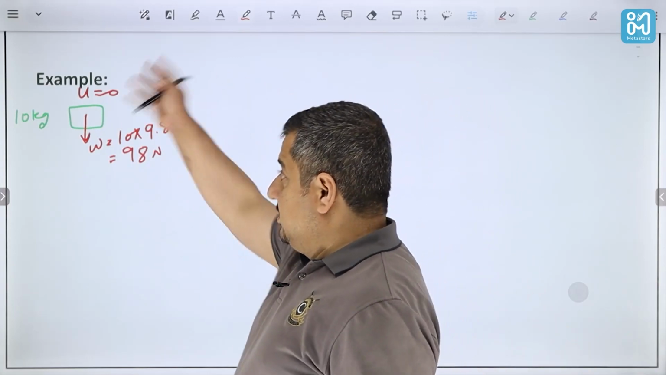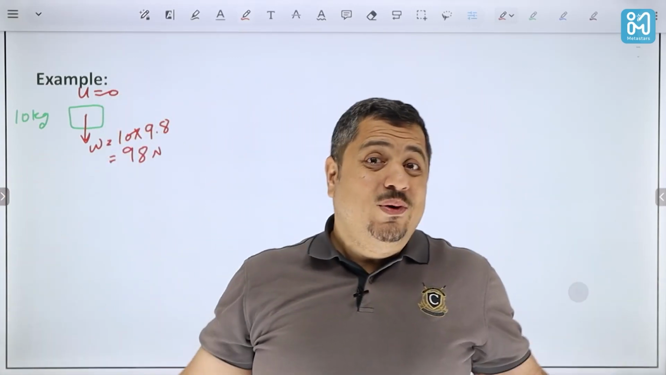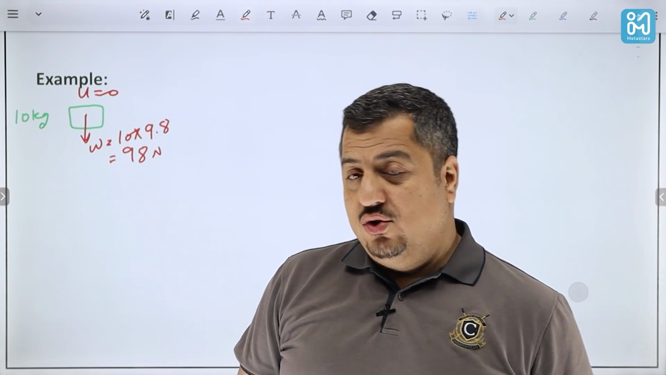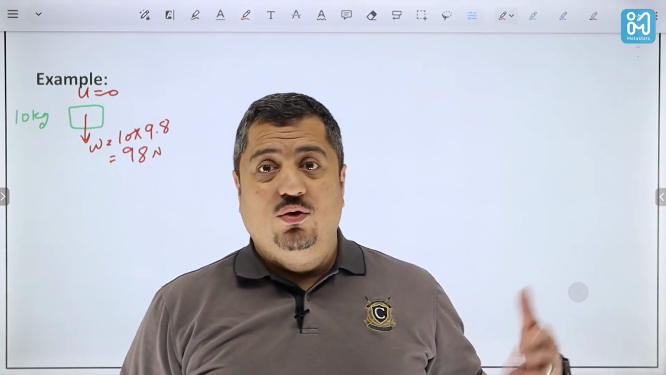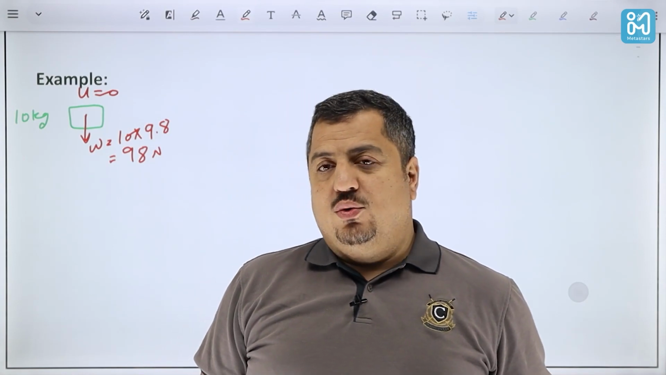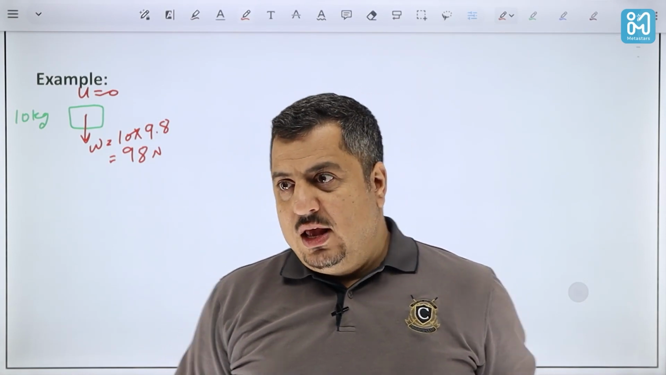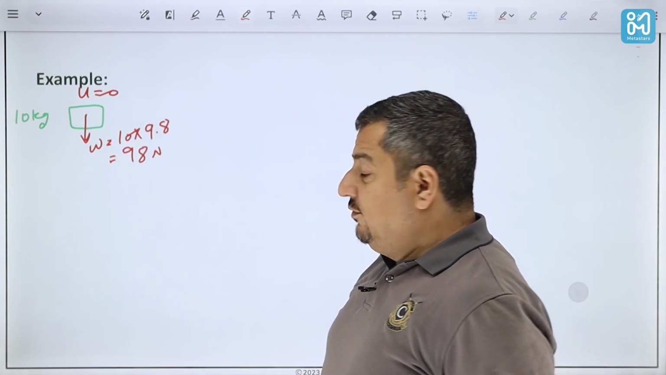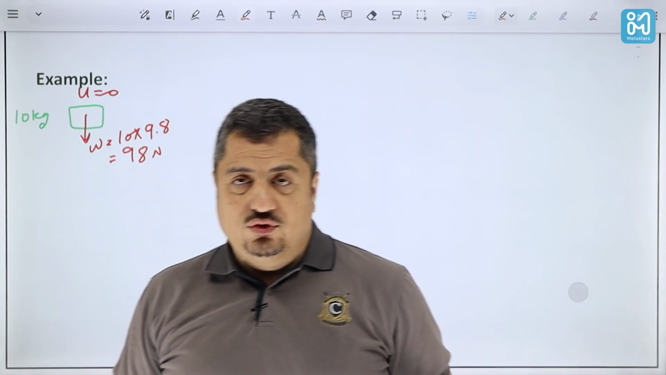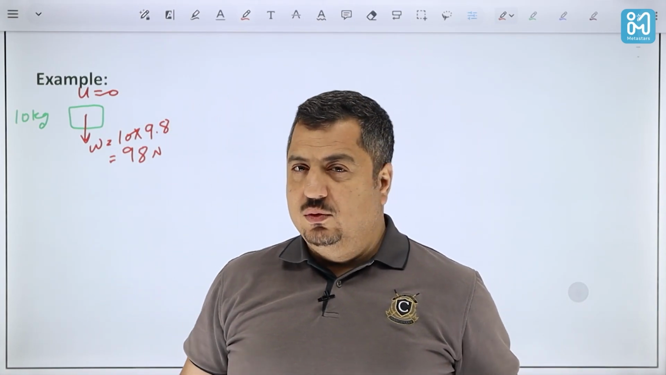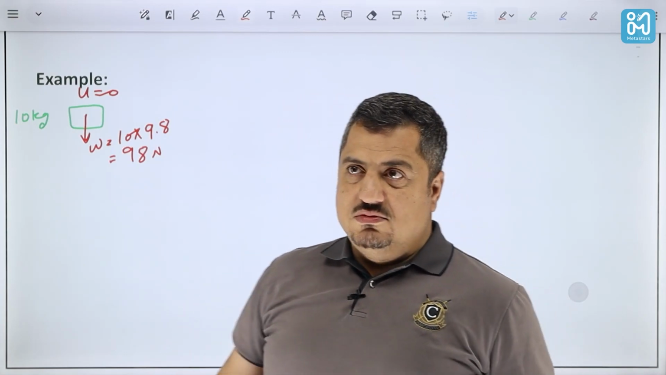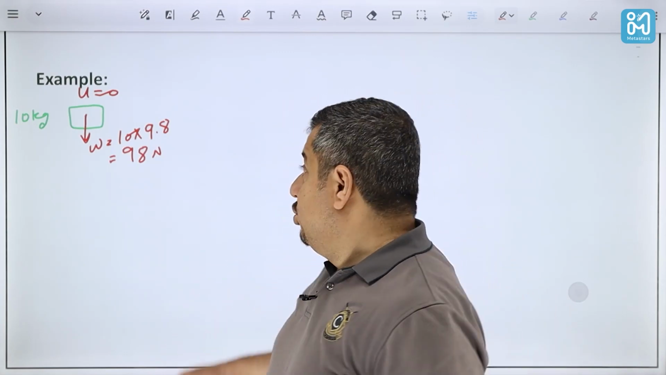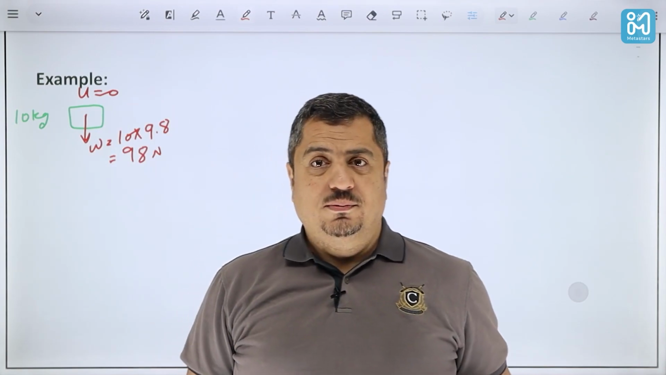Now, the speed is 0, so there is no air resistance. So the only thing that is affecting the object is the weight. So what will happen next? Now, I have to ask you a question and you have to answer it, and I will wait for 2 or 3 seconds. Just say yes or no. Do we have acceleration now?